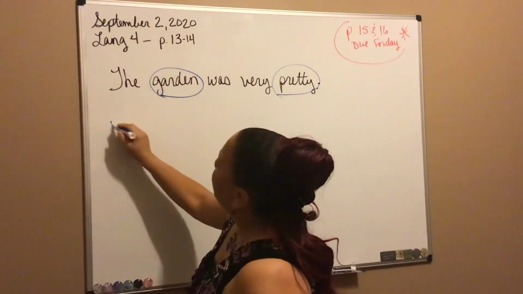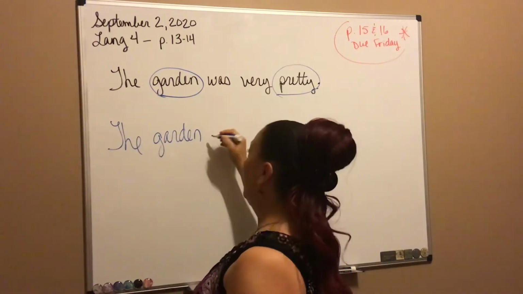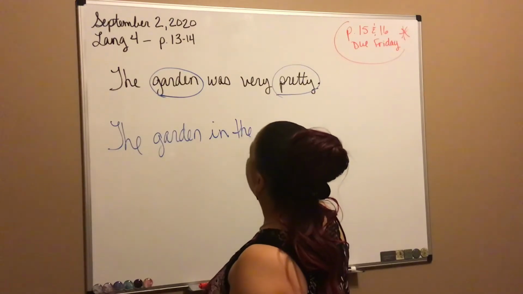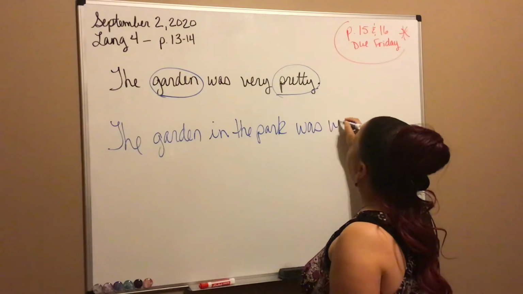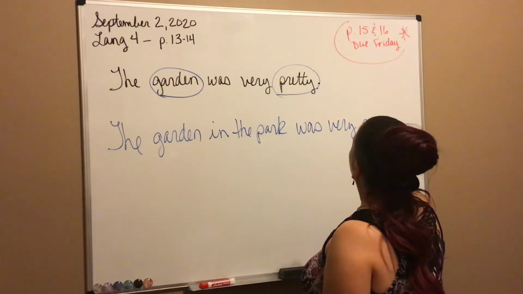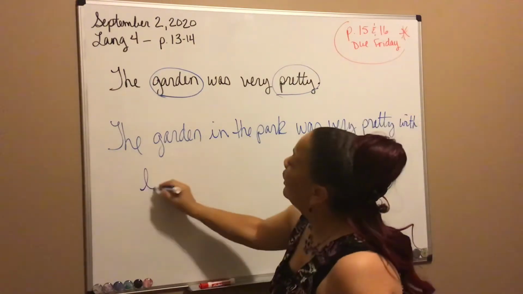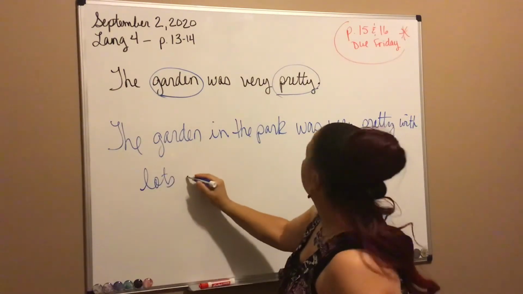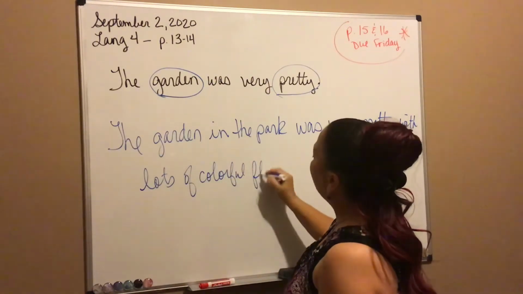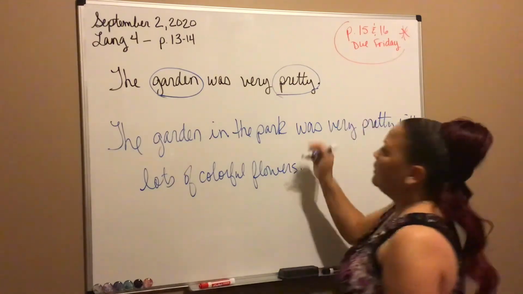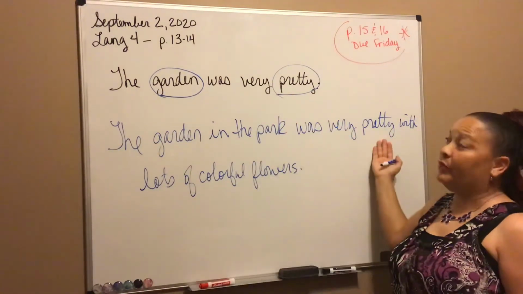So, the garden in the park, so we know which garden we're talking about, was very pretty with lots of colorful flowers. So now we know what made the garden pretty. It was the colorful flowers that made it pretty.